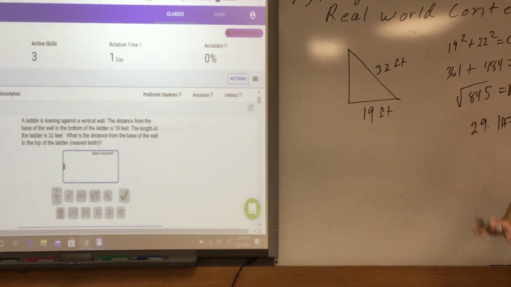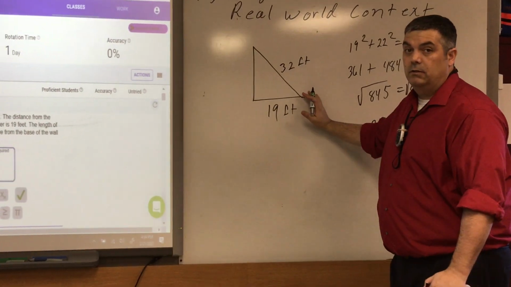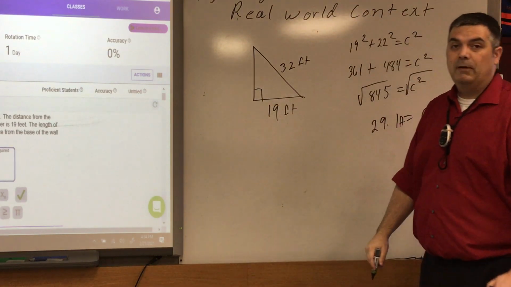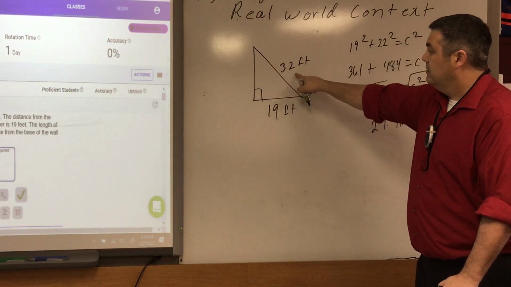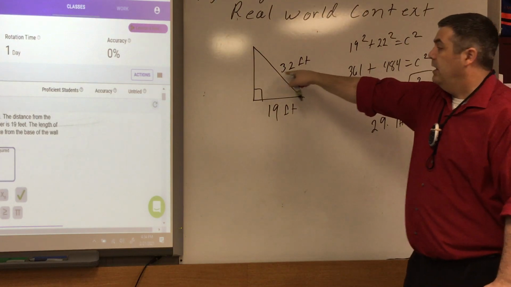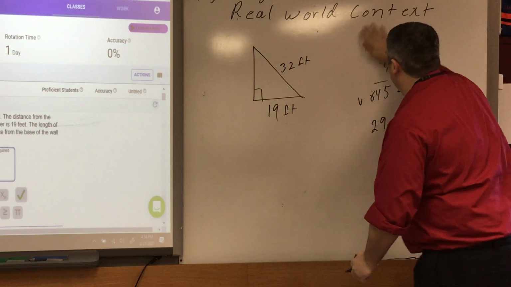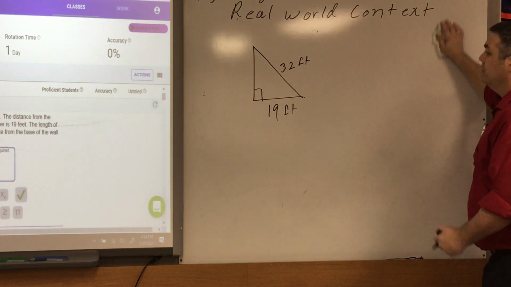Okay? I'm telling you, I draw this. It makes it so much easier. There's my right angle. What did they give me? They gave me a leg. They gave me the hypotenuse. I need to find the other leg. That's all there is to this. So here we go. Solve it just like we would the others.